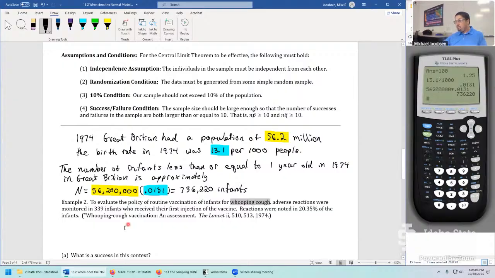That tells us that our 339 infants are nowhere near exceeding 10% of the population. We can take 339, divide by 736,220, and get the percentage. It's using scientific notation, and so that's a dead giveaway. It's a small number. Or you can take 339, multiply it by 10. This cannot be larger than the population size of 736,000 approximately.